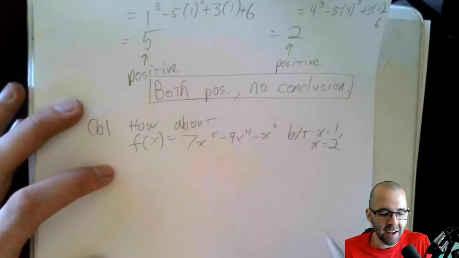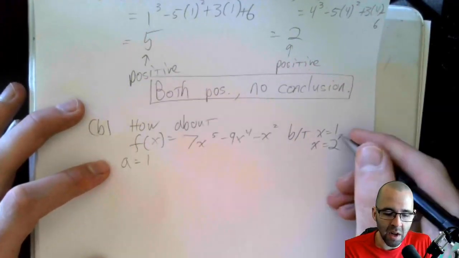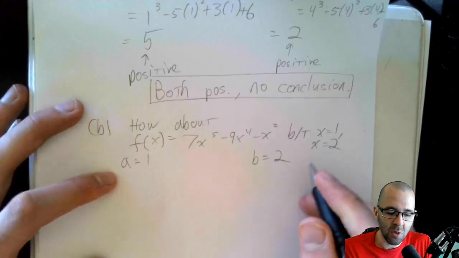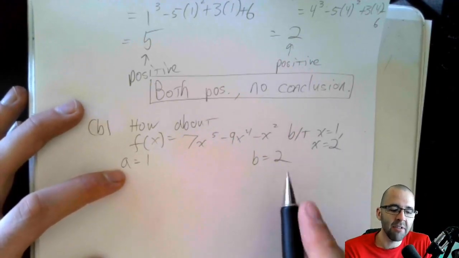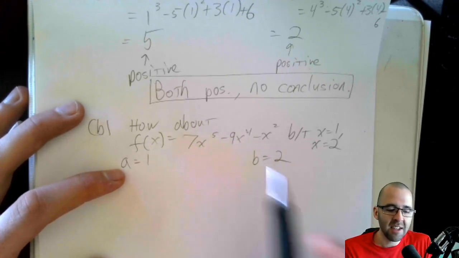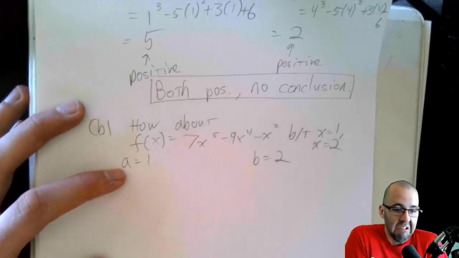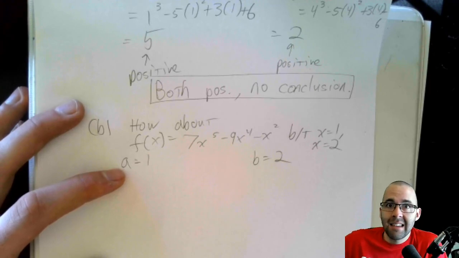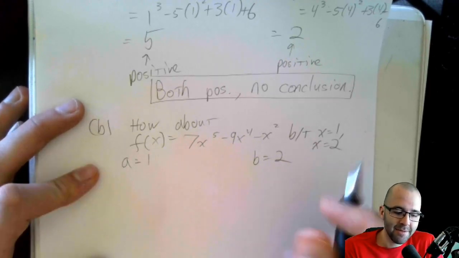So we do the same thing. Again, what is our a? Our a is 1. What is our b? Our b is 2. We need to say, what is the function value at these 2 points? Do they have the same sign, opposite signs? If they have the same sign, we say, well, I don't know. The intermediate value theorem doesn't say anything. But if they have opposite signs, then we have our conclusion.